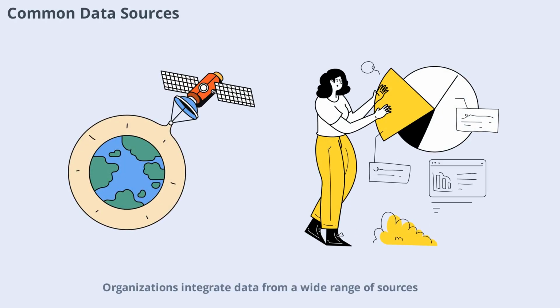Organizations integrate data from a wide range of sources. These can include relational databases, cloud storage, spreadsheets, CRM systems, and even social media platforms. Each source may have its own format, structure, and access protocols, which adds complexity to the integration process. Understanding the nature of your data sources is the first step in designing an effective integration strategy. In the next scenes, we'll discuss how to connect and manage these diverse sources for seamless data flow.